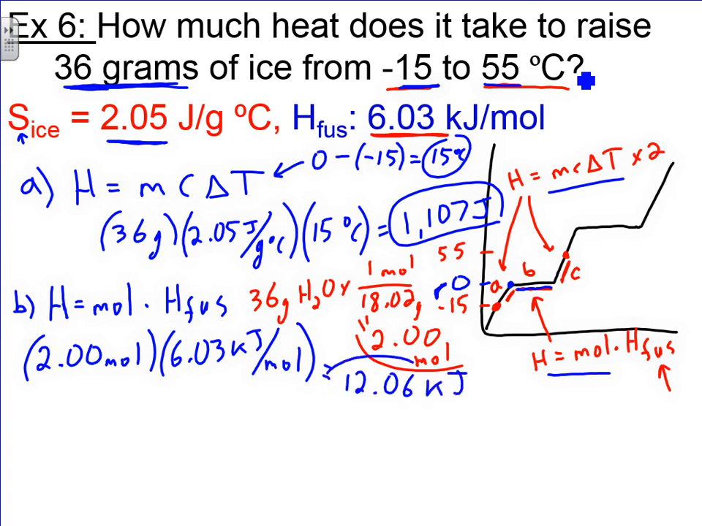Okay, so it looks like we've melted our ice. Now we have to heat it up. We're going to heat it up to 55 Celsius. So now we're going to have to go through this portion. We're back to the MCAT equation. So part C, we'll do heat is MCAT.